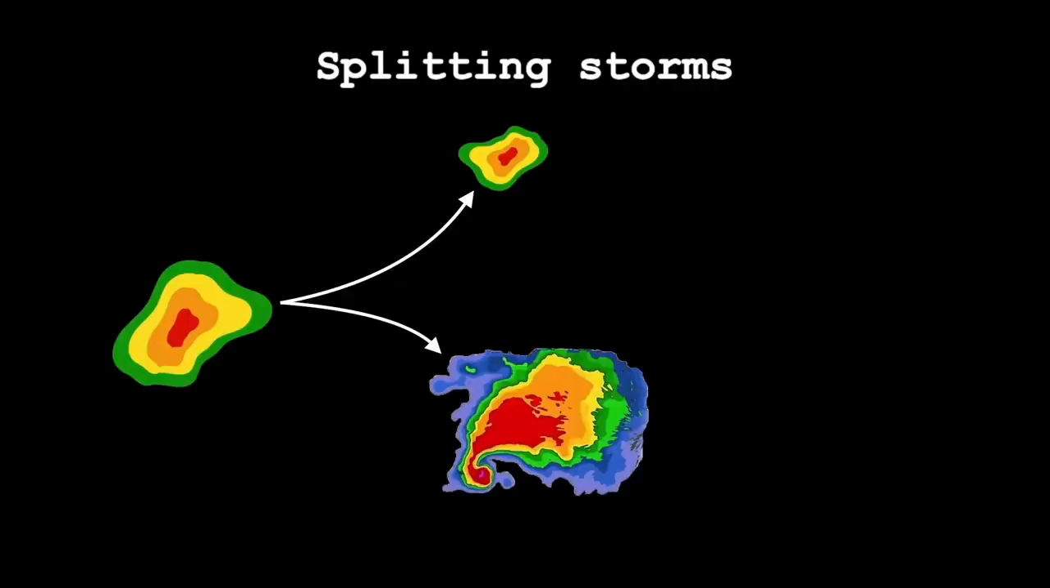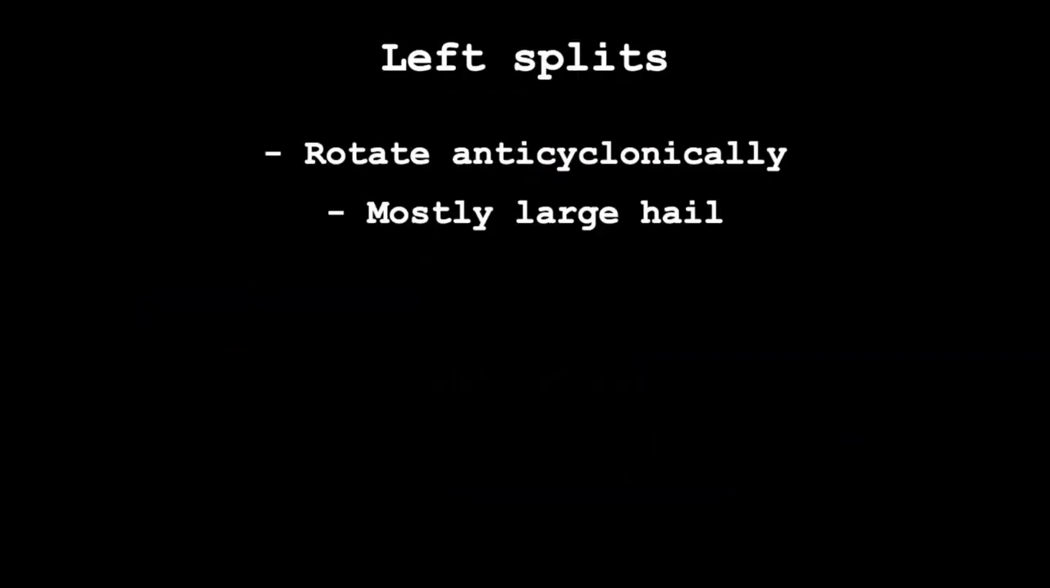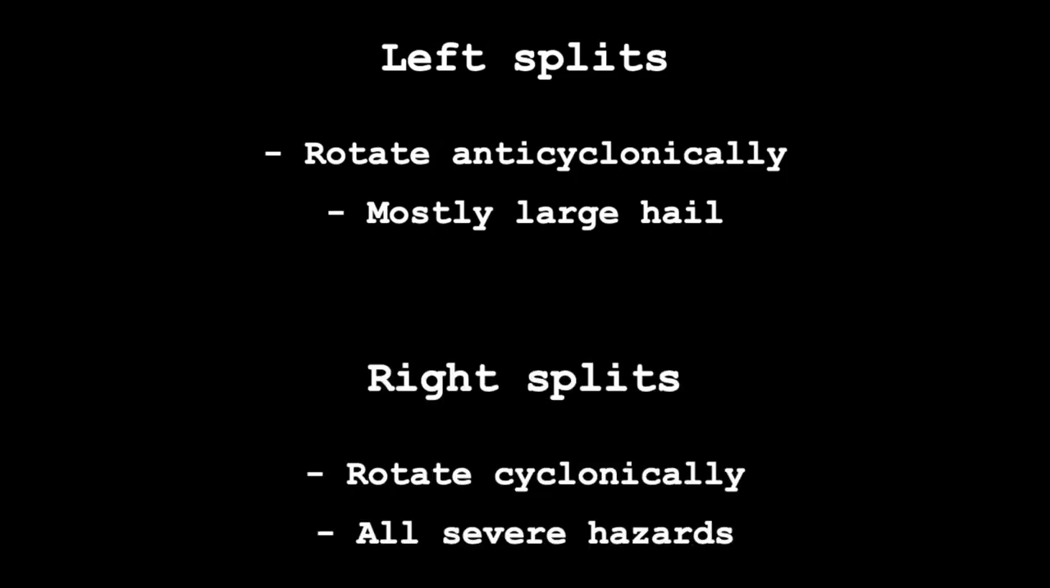Finally, something to watch for closely is splitting storms. This is simply when an individual storm splits into two distinct storms: the original storm, which is your right mover or right split, as it tends to move to the right of the mean flow, and a left mover or left split, which moves to the left of the mean flow. In supercell environments, left movers take on anticyclonic or clockwise rotation and tend to produce mostly large hail, while right movers rotate cyclonically or counterclockwise and can produce all severe hazards, including tornadoes.